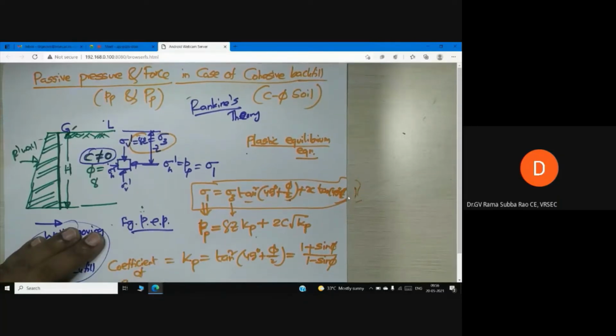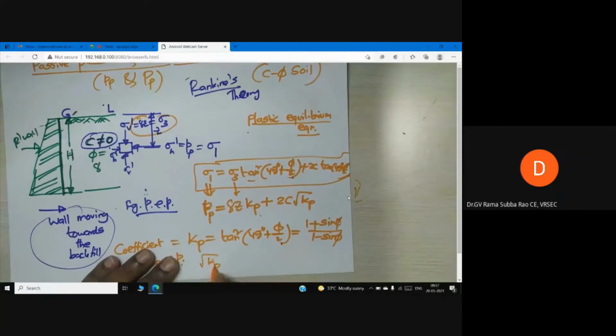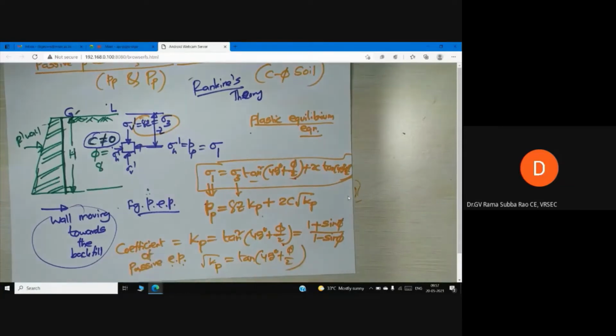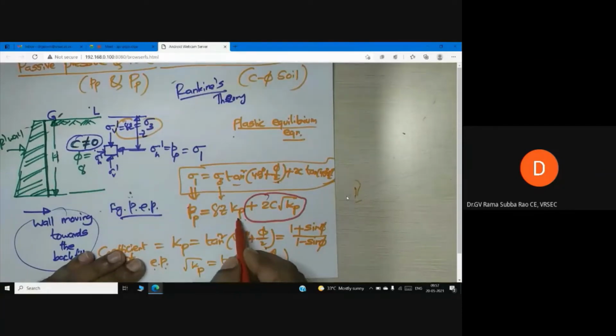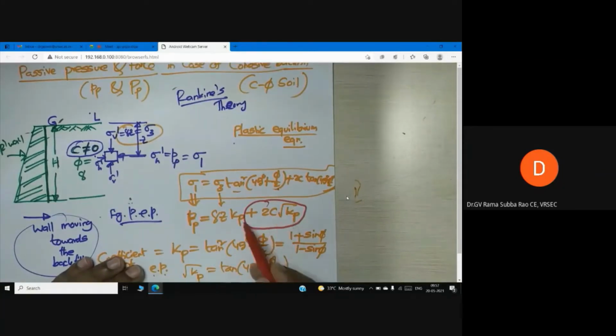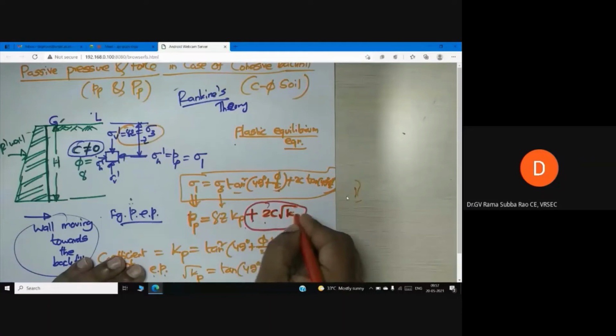So now this Kp is the coefficient of passive earth pressure, which is nothing but tan square (45 plus phi by 2). Root Kp means tan (45 plus phi by 2). This is a direct equation, but something is there to discuss, no doubt. One thing is very important to discuss. Here you see we have plus 2c root Kp. In the last one, in active pressure, we saw minus 2c root Ka. But here I am seeing plus 2c root Kp. So that is the difference.